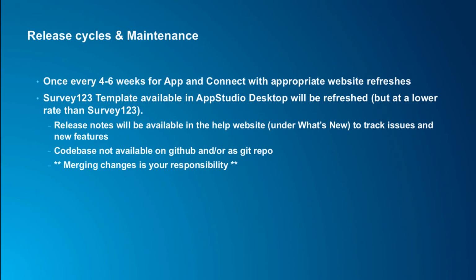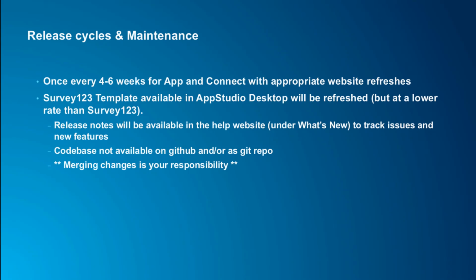So we release Survey123 very aggressively. Every 4 to 6 weeks you always see a release. Just be aware of that when you're doing customizations. The Survey123 template is available in desktop, and it will be refreshed but at a lower rate than Survey123. Survey123 keeps on updating every 4 to 5 weeks, but we just cannot give you the latest code because you also need the correct version of App Studio to work with it. We will try to keep it updated, but that is the last updated version that can work in the version of App Studio that you have. So that is something that you can take care of.